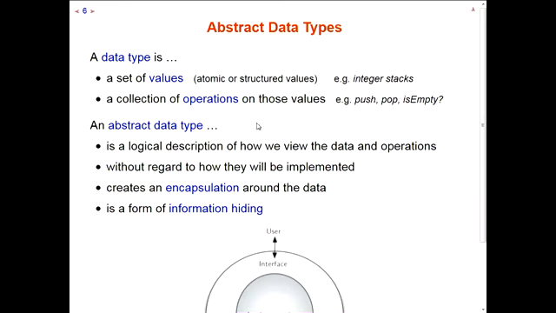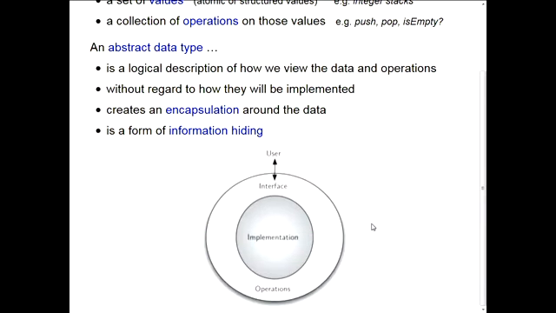An abstract data type can be viewed as a logical description of how we view the data and operations without regard to how they will be implemented. That makes an abstract data type abstract. Abstraction creates what is known as encapsulation around the data, and therefore is a form of information hiding.